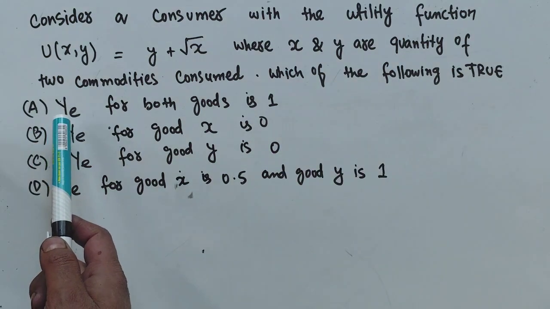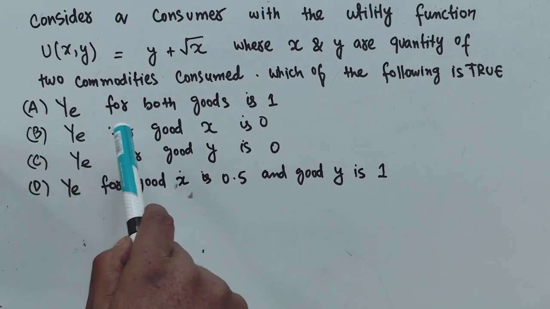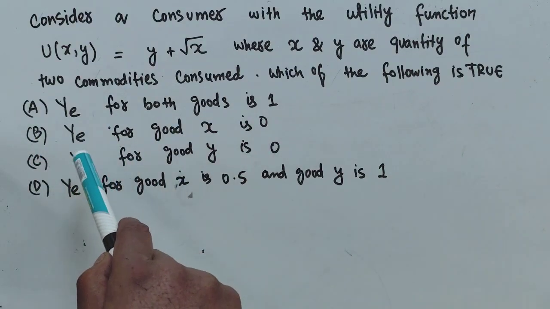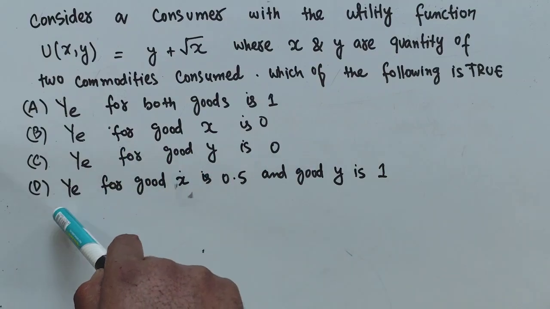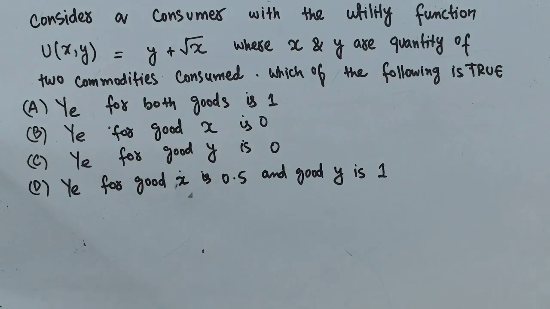Options are: income elasticity of demand for both the goods is equal to 1; income elasticity of demand for good x is 0; income elasticity of demand for good y is 0; and the last option is income elasticity for good x is 0.5 and for good y it is 1. We need to find out the correct option.